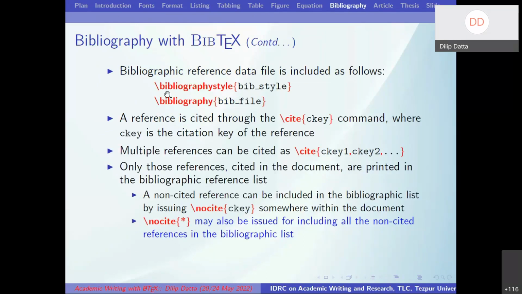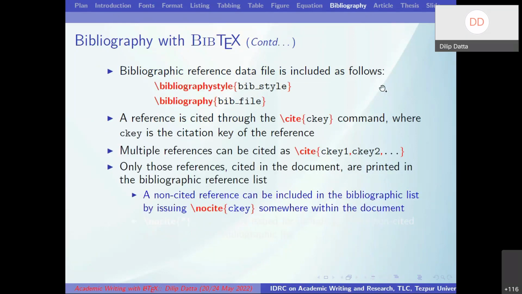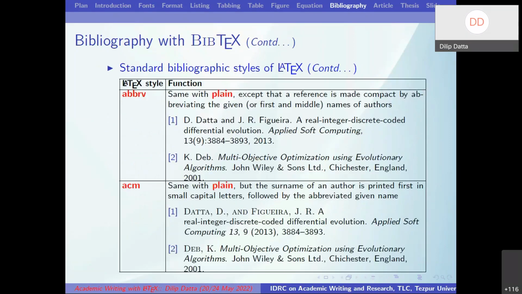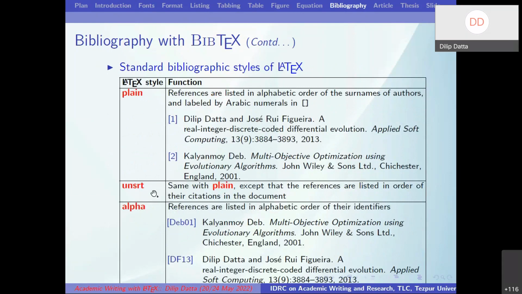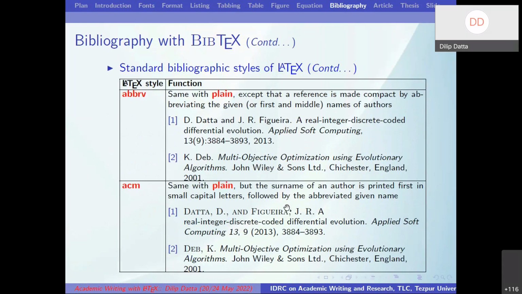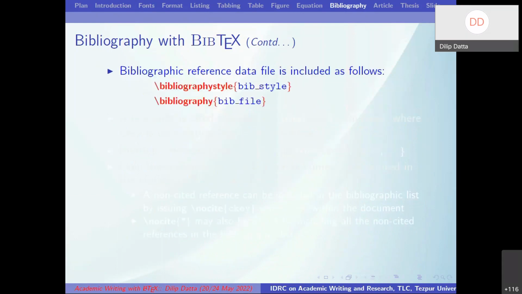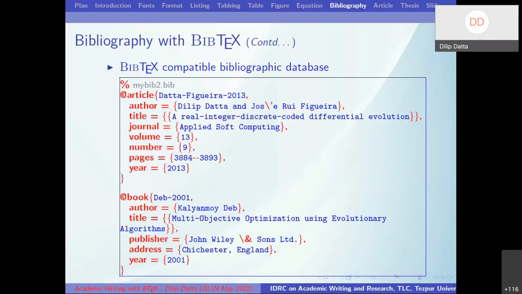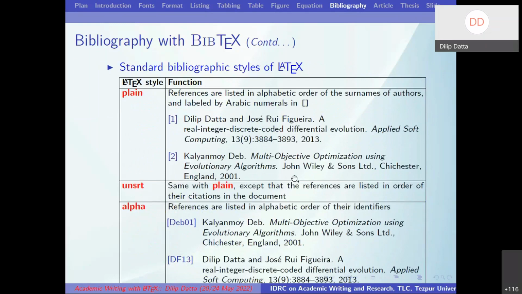in this document, we need to use these two commands, bibliographystyle and bibliography. Then what style will be used? Here I have shown the BibTeX styles, which I already mentioned. These are the styles: plain, SRT, alpha, abbreviated, ACM, or whatever the name is. And bibliography is the file name where the bibliography list is produced. And this will be done at the end of the document.